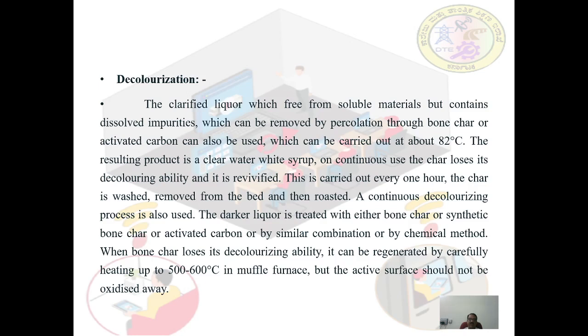When bone char loses its decoloring ability, it can be regenerated by carefully heating up to 500 to 600 degrees Celsius in the muffle furnace, but the active surface would not be oxidized away. So this is about decolorization.